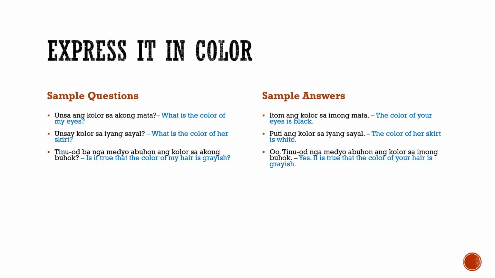Abuhon is gray. Ang color, the color. Sa, of. Ako, mine. Buhok, hair. Tinuod ba nga medyo abuhon ang color sa akong buhok? Is it true that the color of my hair is... Now, this is where we translate it to the medyo abuhon. Instead of saying gray, because I said medyo, we say grayish. So there's just a hint of gray, or it's slightly gray. But if we didn't have the word medyo, then we can just say, tinuod ba nga abuhon ang color sa akong buhok? Is it true that the color of my hair is gray?